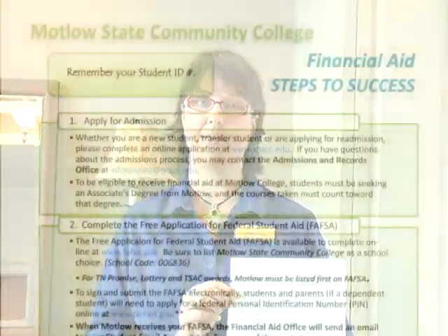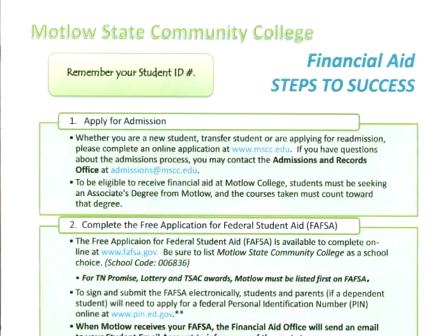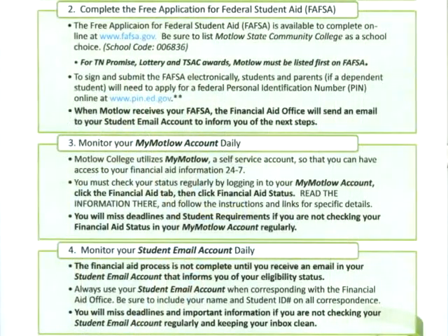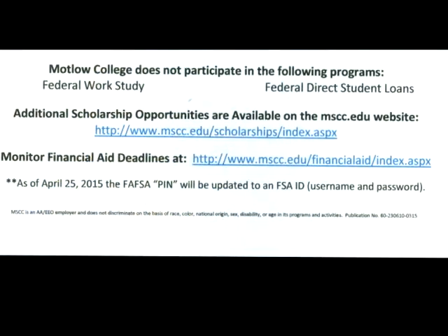I did put in your planner a Steps to Success document. The first two steps you've already completed. The next two steps, 3 and 4, talk about the importance of your My Motlow and your student email account. On the back also talks about the fact that we no longer offer loans. That's important to remember. We don't offer loans at all at Motlow College. So the most important part of why you need to be checking your My Motlow and your student email account is to take care of these student requirements.